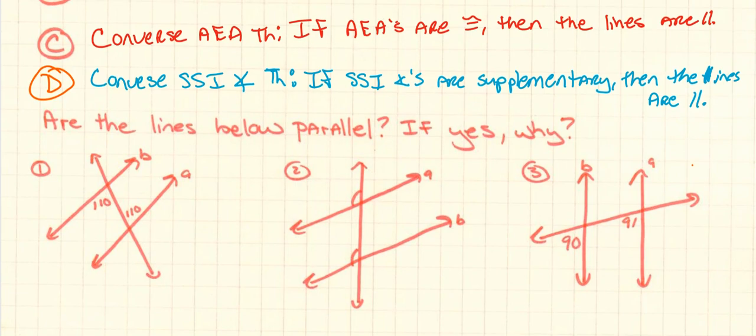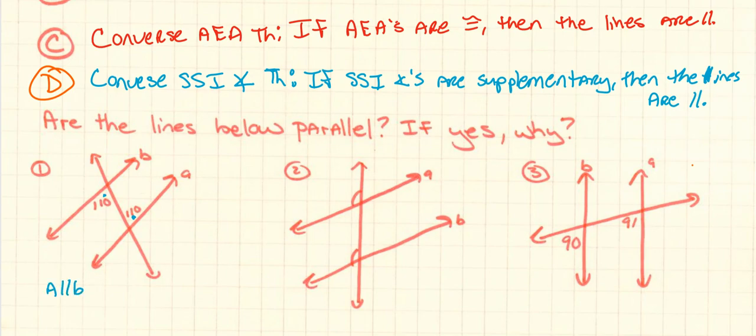So to start here with the first example, the angle pair that's here with the 110s, these are AIAs. So they are in fact congruent. So because the AIAs are congruent, we can now say A is parallel to B.